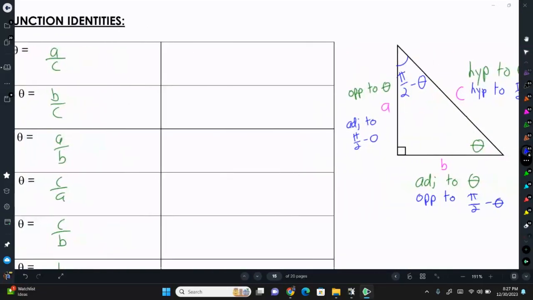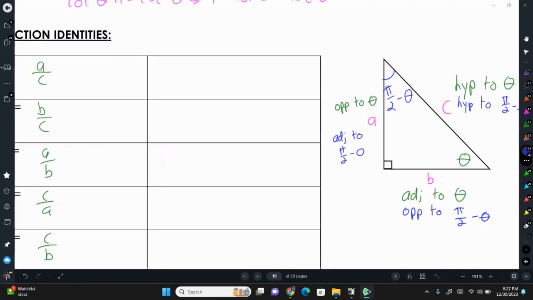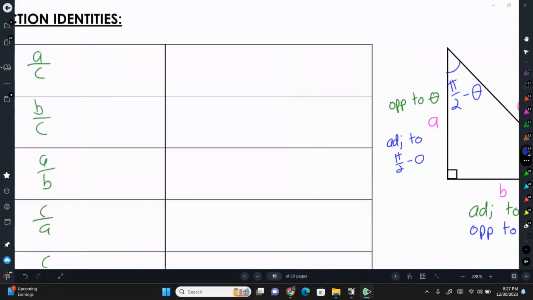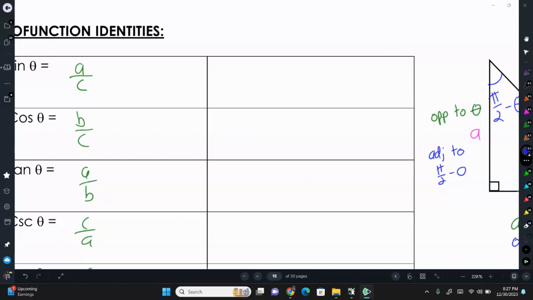So now, if we look at the blue sides, the cosine of the blue angle, cosine is adjacent over hypotenuse, that's going to be A over C. So the cosine of pi over 2 minus theta is equal to A over C.